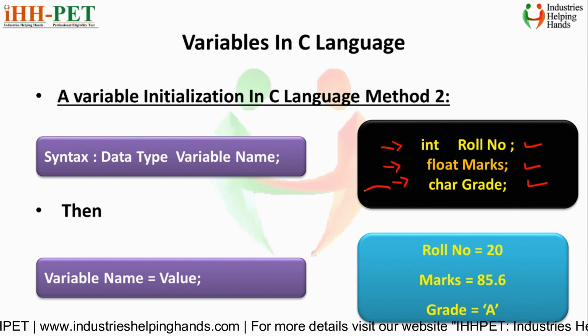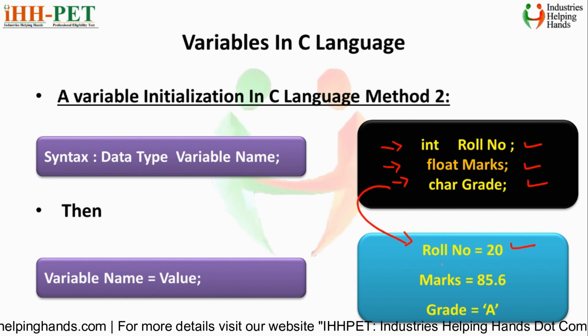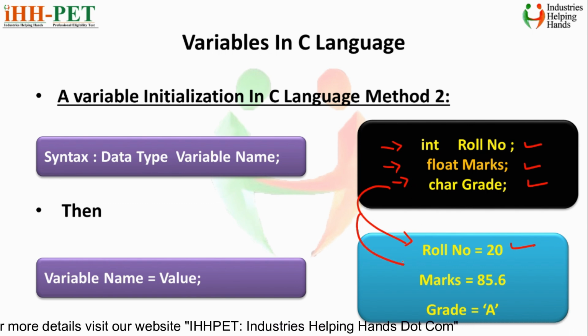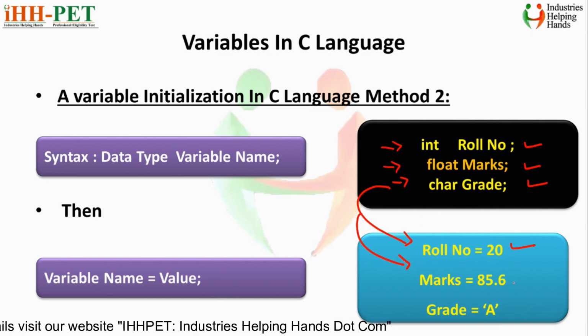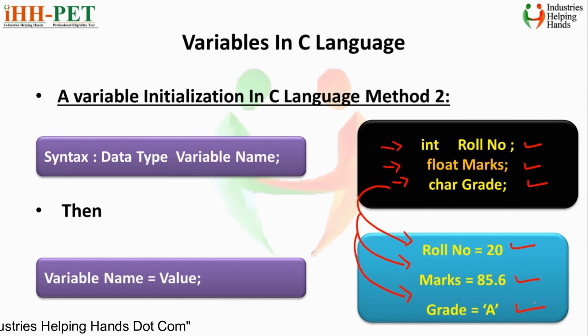Now I am initializing them. Roll number is equal to 20. You can see here in the next line, marks is equal to 85.6 and grade is equal to A. So you can see this is also a method to initialize the variable.